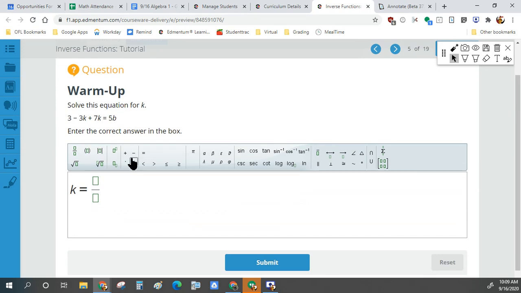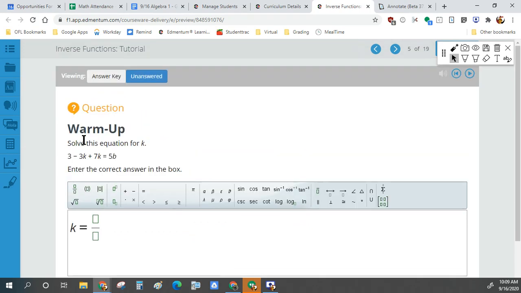So here's the thing. Our warm-up exercise is just, we have to solve for k. So if we're solving for k, that means we have to do it in terms of b. So we want to get k by itself. So first things first, we have to simplify this. When we simplify this, we get 3, -3 plus 7k. So that's 4k.